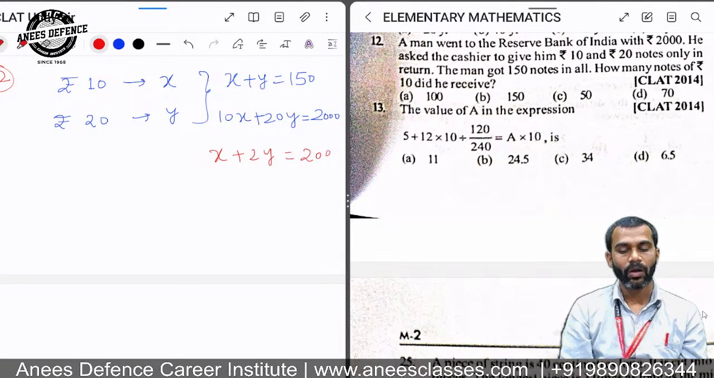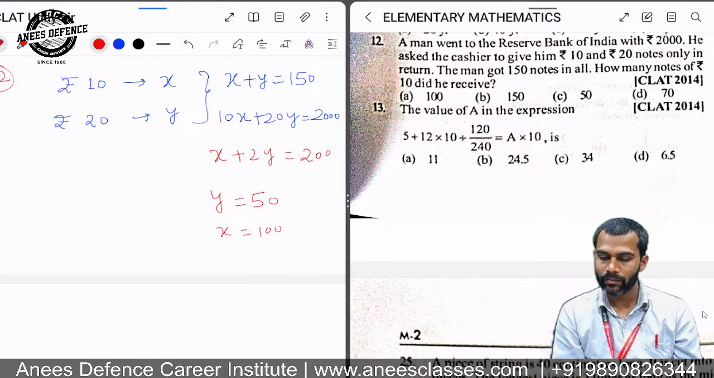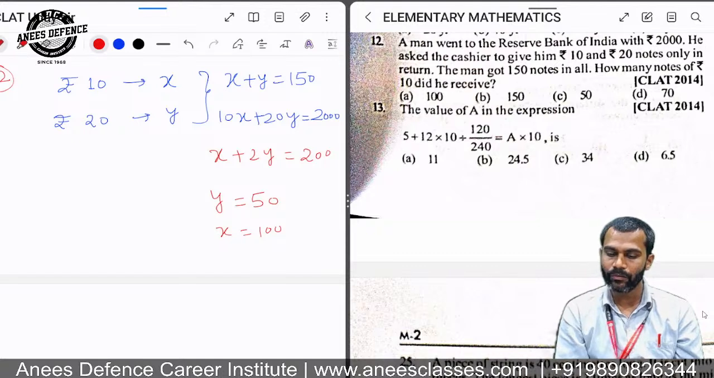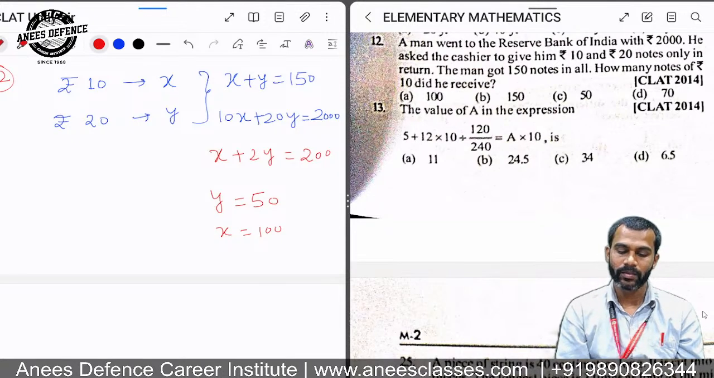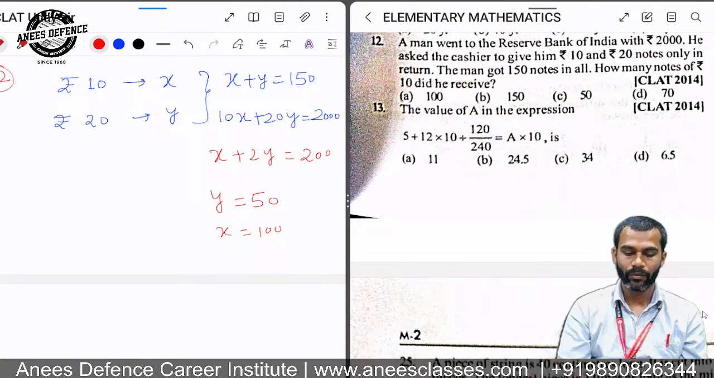Now subtract the first one from the second one, you'll get y. y is 50, I guess. Yes or no? y is 50 and x should be 100. So what is he asking? How many notes of rupees 10? x, right? So the answer is 100. Which option is correct? A option. Understood? Shall we move ahead?